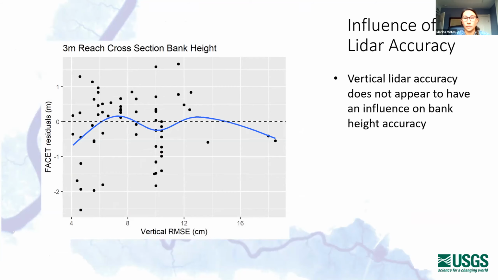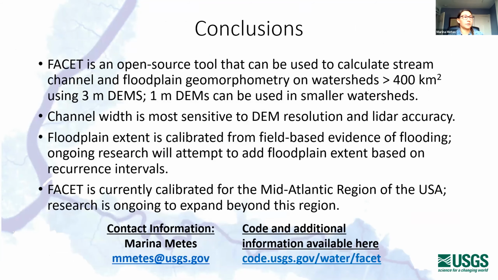Just to summarize, FACET is an open source tool that calculates stream channel and floodplain geomorphometry, and channel width was most sensitive to DEM resolution and LiDAR accuracy. We're currently working on methods to improve our floodplain mapping and expand this outside of the Mid-Atlantic region of the Chesapeake Bay and Delaware River watersheds.